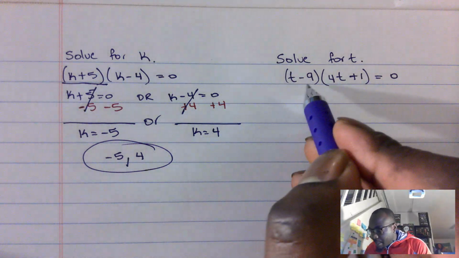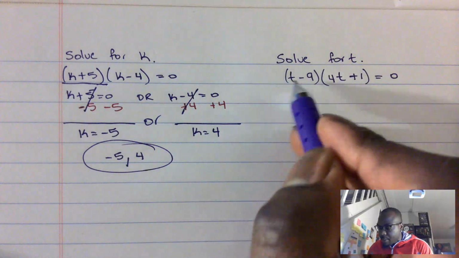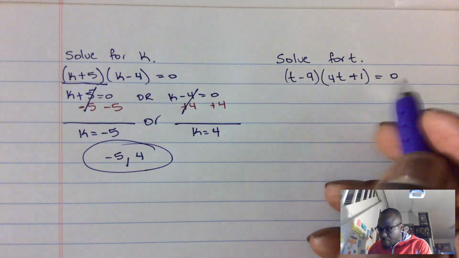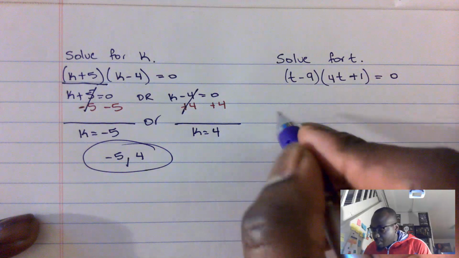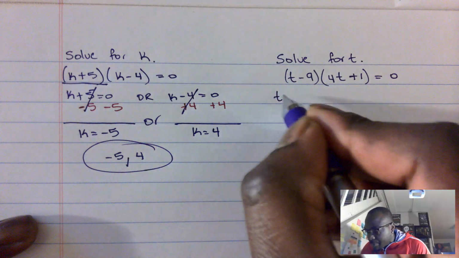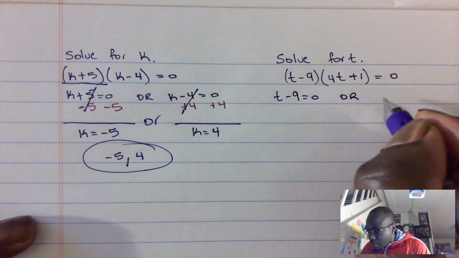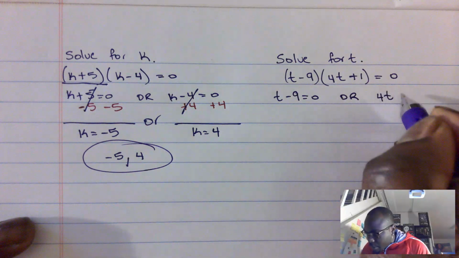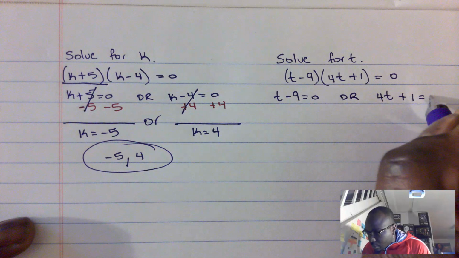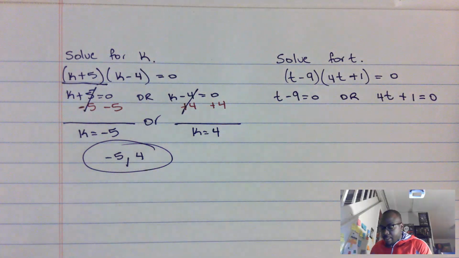So I have t minus 9 and 4t plus 1 is equal to 0. So I've got two options. Either t minus 9 is equal to 0, or 4t plus 1 is equal to 0. All right, so let's look at the first one.